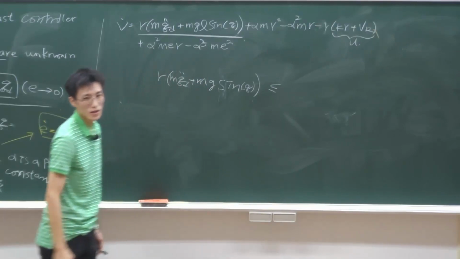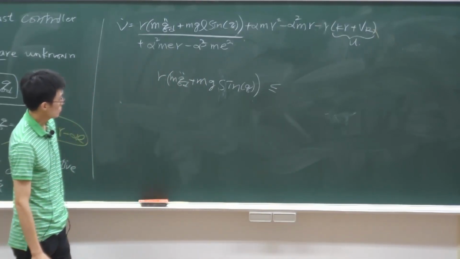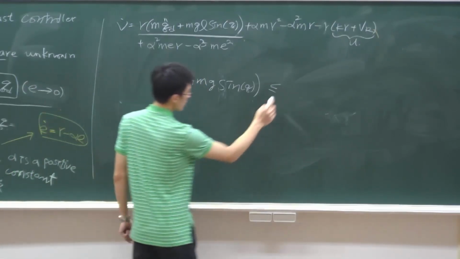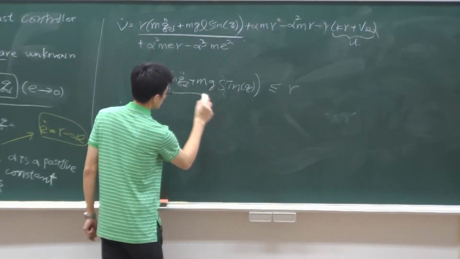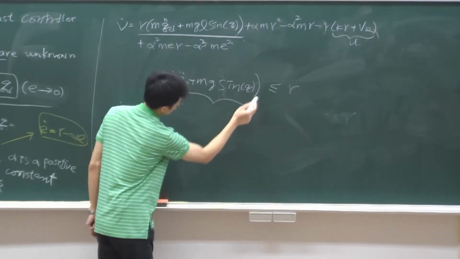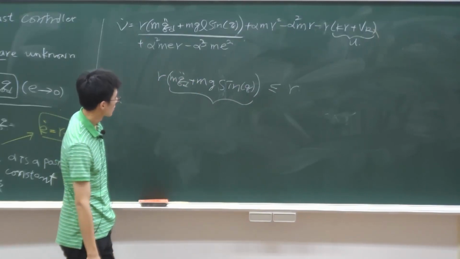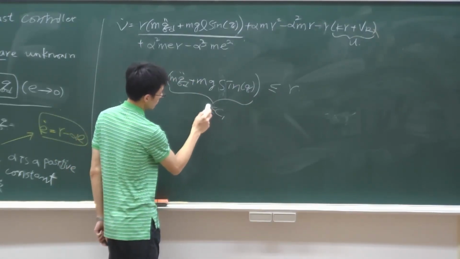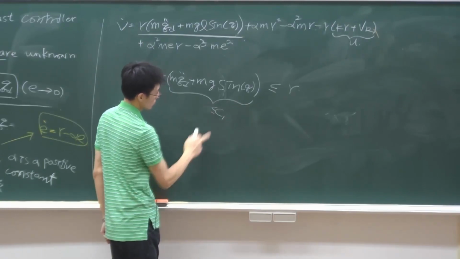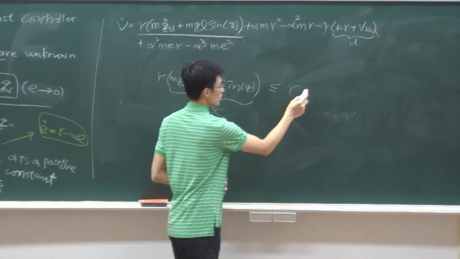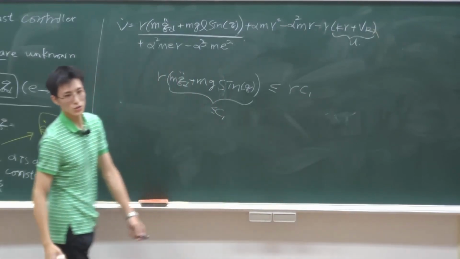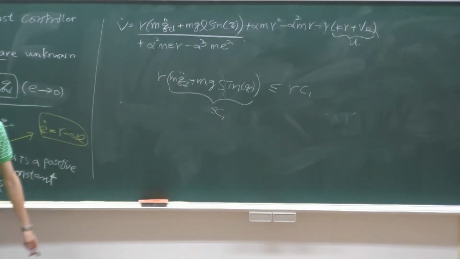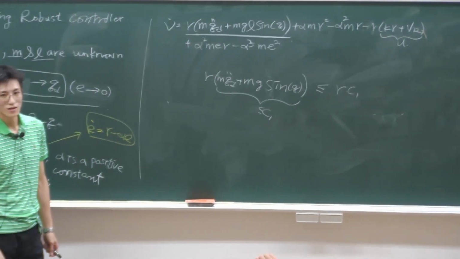What's the upper bound? Can I say it's upper bounded by, we know this can be upper bounded by a constant C1, which is positive, greater than 0? Can I say that? Is it true or not? If it's true, raise your hand. If false, raise your hand.